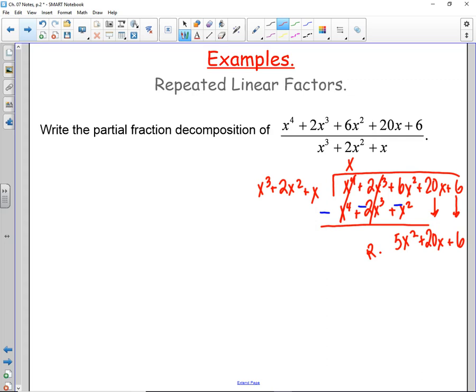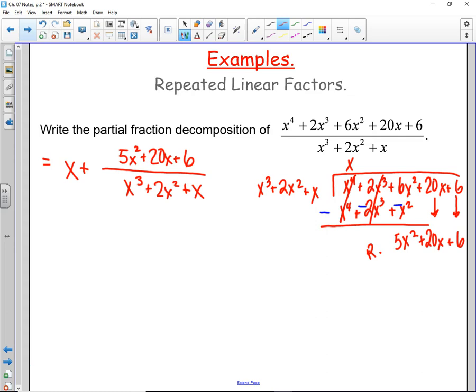Ready? I can rewrite this whole thing to be x plus 5x squared plus 20x plus 6 all over x cubed plus 2x squared plus x. The whole piece plus the remainder over the original denominator. That's what we normally do in fractions, like when we're doing division with numbers. We would show like 2 and 2/3 or something like that if we were dividing with numbers. So the remainder goes on top of the original denominator.